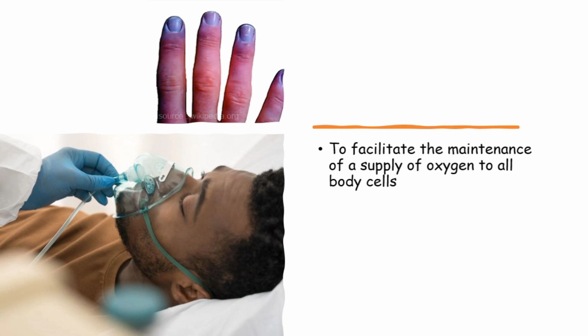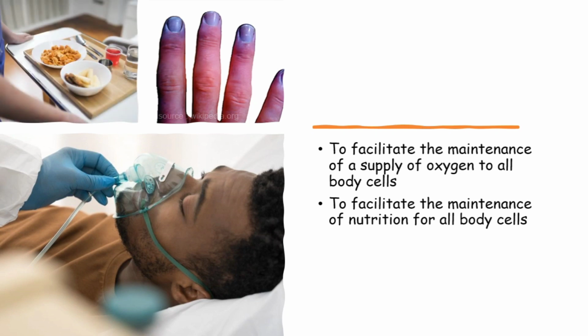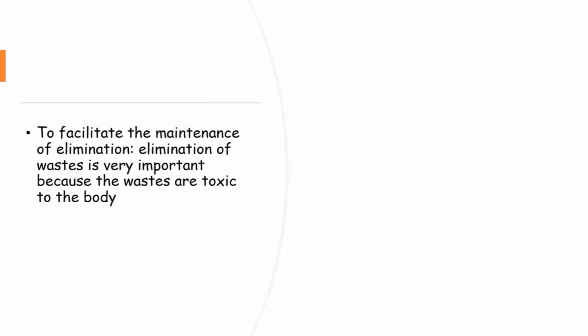Next is to facilitate the maintenance of nutrition for all body cells. Nutrients for all body cells should be available for the cell growth and cell cycle to continue. Next is to facilitate the maintenance of elimination. As I have said earlier also, elimination of wastes is very important because the wastes are not needed anymore in the body. So they are going to be toxic to the body if not excreted properly.